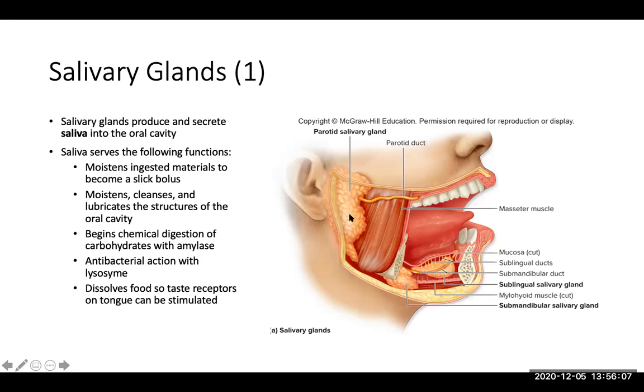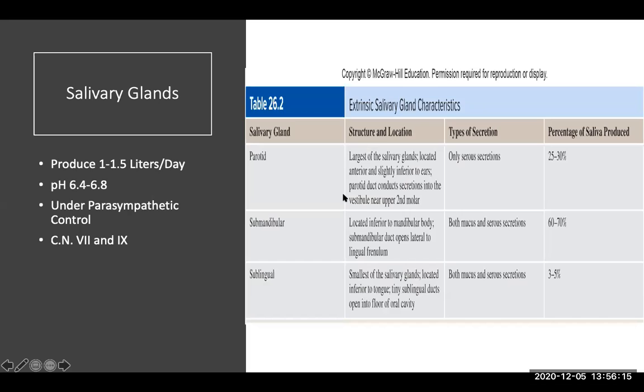The parotid lies on top of the masseter, the sublingual is underneath the tongue, and the submandibular is underneath the mandible. So here are the three different salivary glands. The submandibular gland is not the largest, but it secretes the most saliva. All of the glands in general produce about 1 to 1.5 liters per day of saliva. The pH is slightly acidic, but actually it's pretty normal.